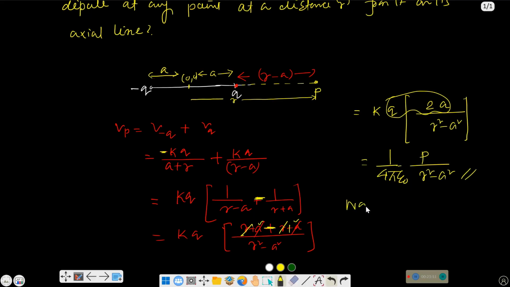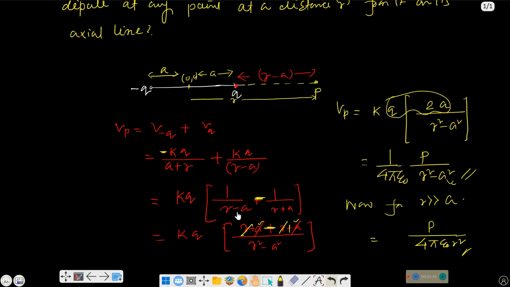Now for r very much greater than a, a is negligible, so we can write it as p by 4 pi epsilon naught r square. Okay, so this is the answer for the potential due to a dipole at a distance r from the dipole on its axial point.